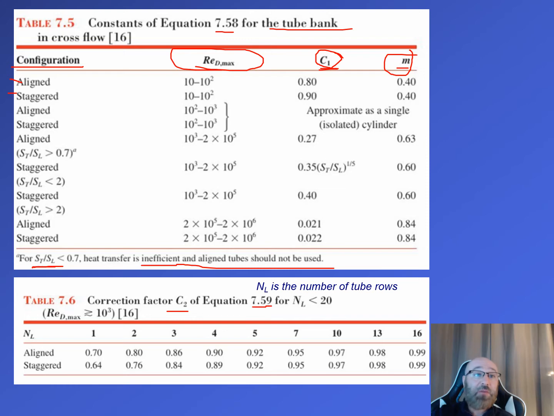So then moving on to our Table 7.6, this is the correction factor, C2, for that equation 7.59, for our N_L less than 20. So again, pay attention to these notes right here to use this. So we can see, are we aligned or are we staggered right here? And based on that, we can then get our values for our C2. And these values for C2 are going to be based off of this relationship for our N_L. And you see this is less than 20. This goes up 1, 2, 3, 4, 5, 7, 10, 13, and 16. So these are less than 20, to utilize this to find that correction factor C2 from this Table 7.6.